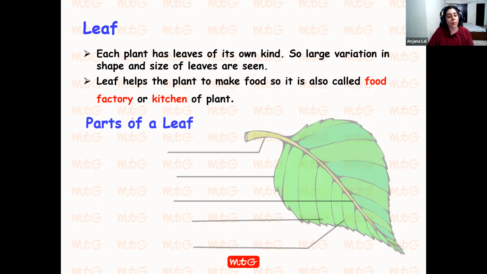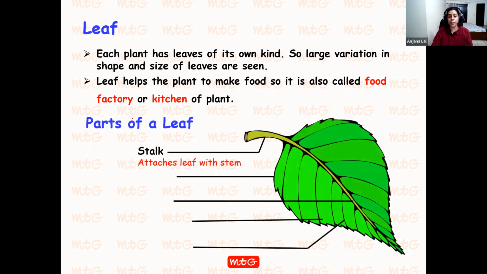Now we're talking about the parts of the leaf. Look carefully, children. The leaf has different parts, and we need to know how they all help the leaf to hold firmly to the stem. This is the stalk. Now this is where the leaf is attached to the stem. And then there is a margin.